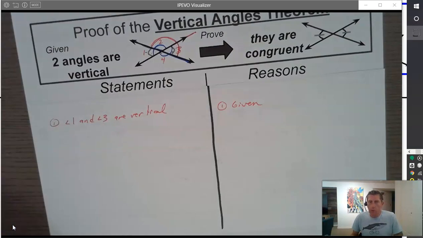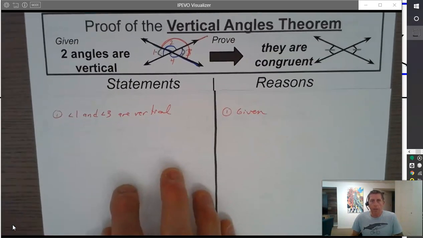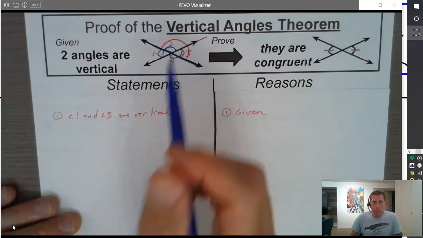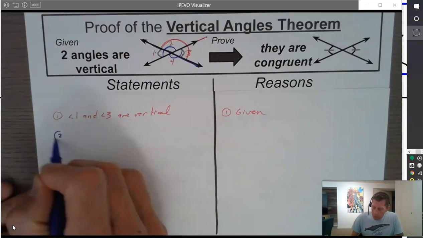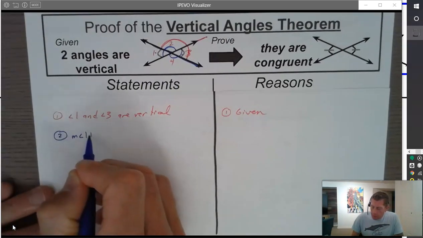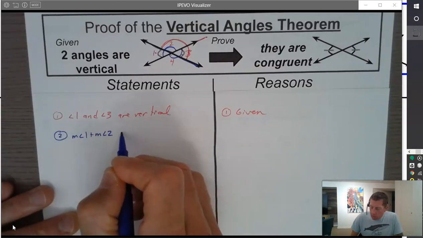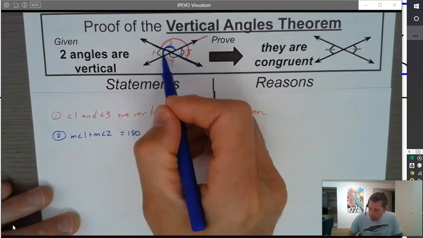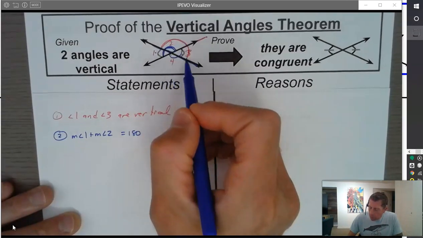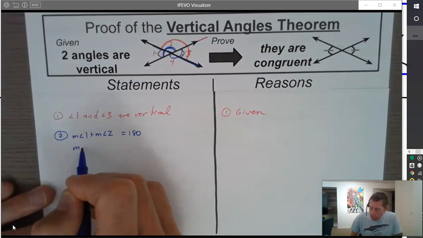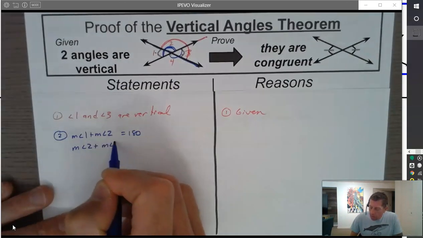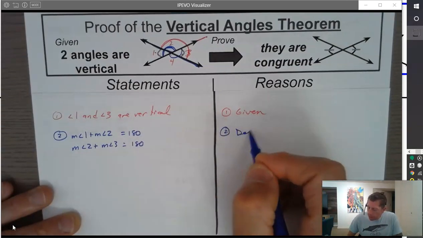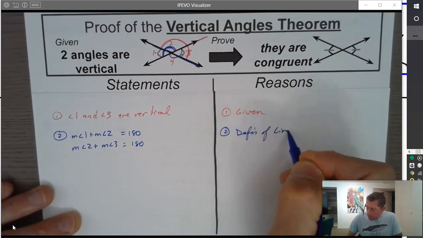Now the next thing we're going to do is connect angles 1 and 3. So I'm going to use angle 2 as a bridge between those. For number 2, I'm going to say that the measurement of angle 1 plus the measurement of angle 2 is equal to 180 degrees, because these two are supplementary here. But I also know that 2 and 3 are equal to 180 degrees. So the measurement of angle 2 plus the measurement of angle 3 is also equal to 180. And our reason for that is the definition of linear pairs.